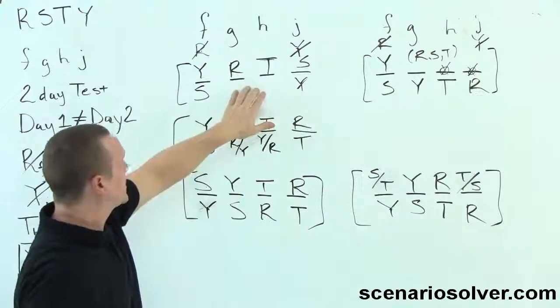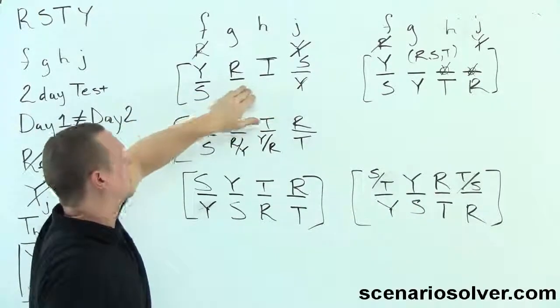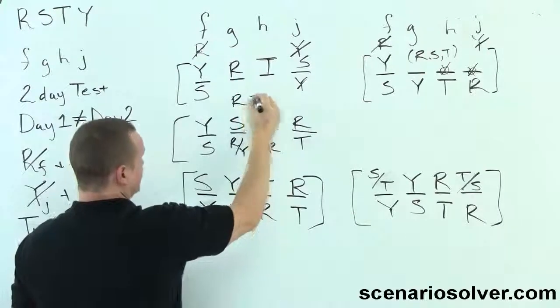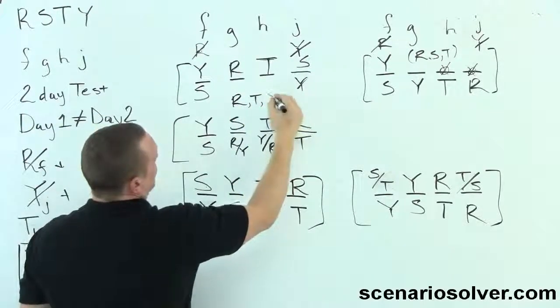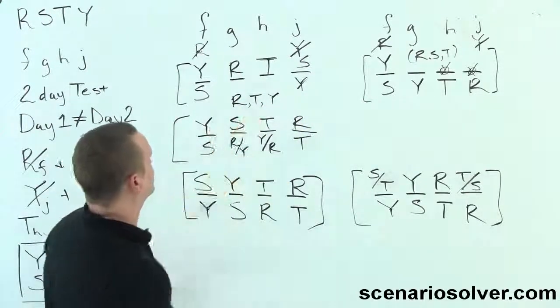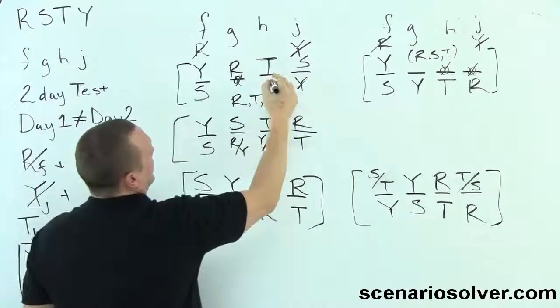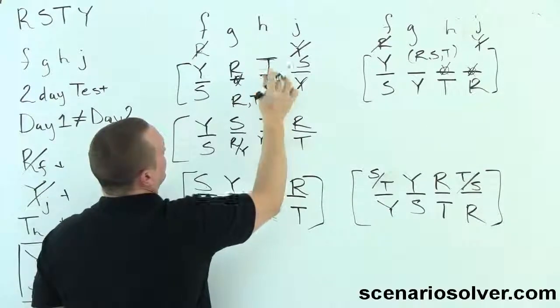Okay, with regard to this top one, we're again stifled with this. We're left with R, T, and Y. We just know that Y cannot occur there, and we cannot have this vertical look.